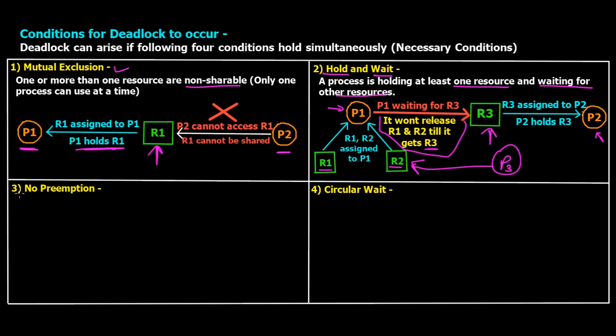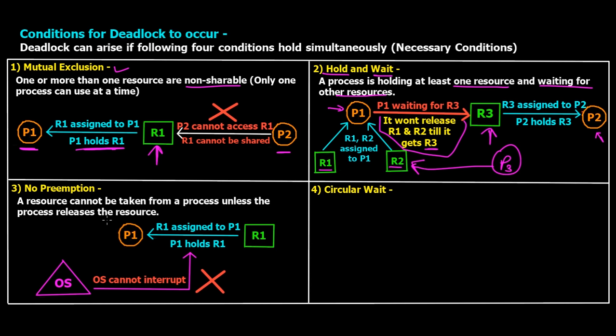So let's see the third one, that is no preemption. As the name suggests, preemption means preempting a particular process, which means stopping a process in between. That is the literal meaning of preemption in operating systems. So whenever you say I preempted my activity, it means that you exited or stopped your activity in between. So no preemption means you cannot stop an activity in between. This states that a resource cannot be taken from a process unless the process releases the resource. This makes sense, right?